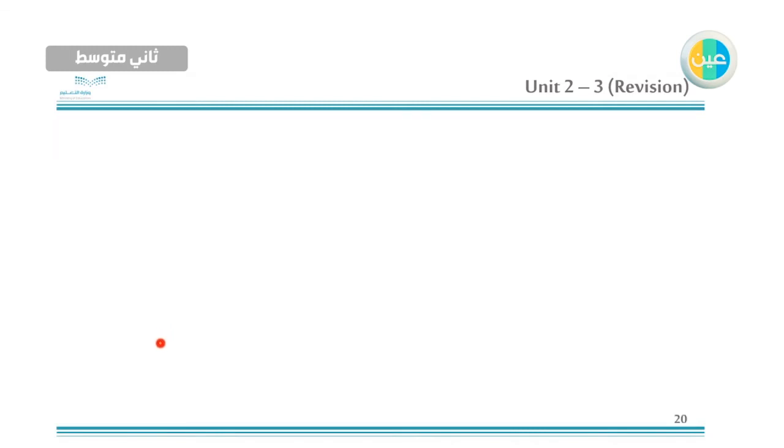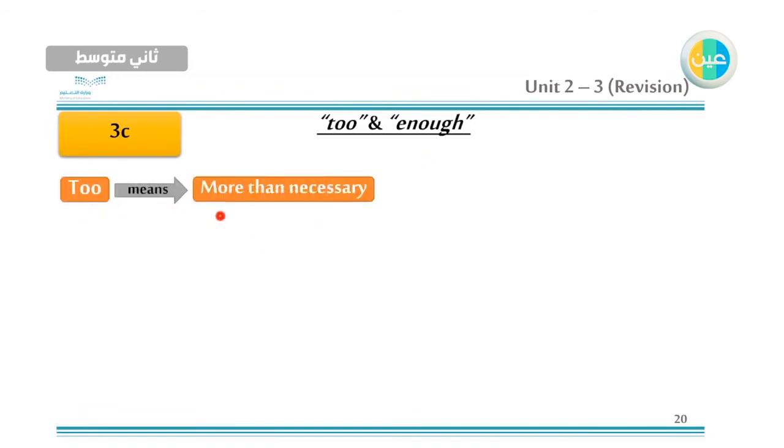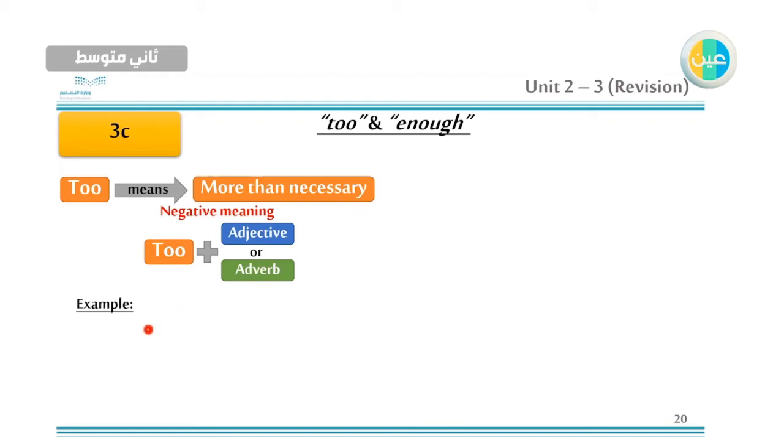Alright, now let's go to lesson 3C. In this lesson, we will talk about too and enough. So, too means more than necessary, okay? And it has a negative meaning. And too always comes before the adjective or the adverb. And here are some examples.